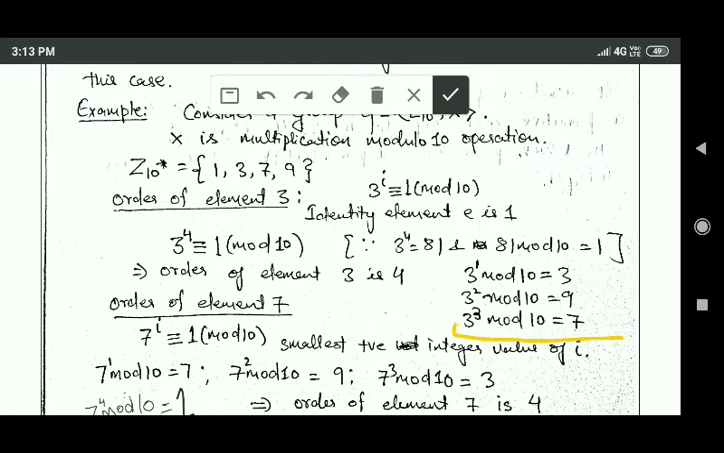But when i is equal to 4, this value of i satisfies the equation, because 3 raised to power 4 is equal to 81 and 81 mod 10 is equal to 1. So 3 raised to power 4 mod 10 is equal to 1. So 3 raised to power 4 is congruent to 1 mod 10. The smallest positive integer value of i which satisfies this equation is 4. Therefore, the order of element 3 is 4 in this group.